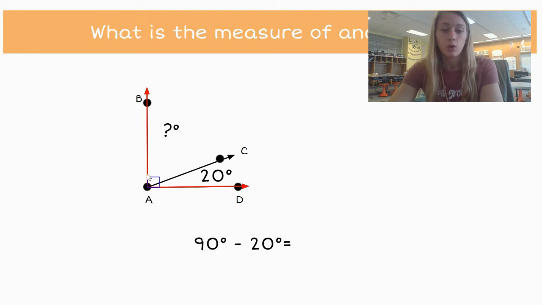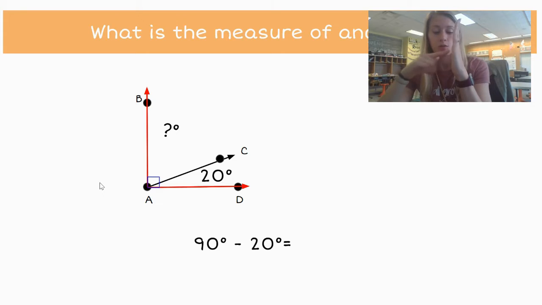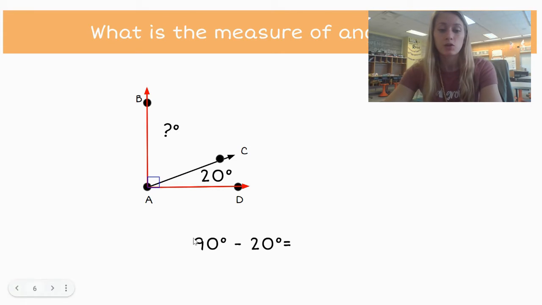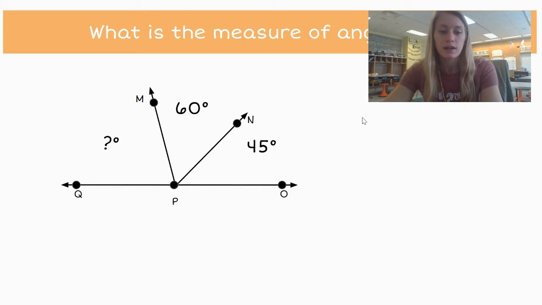So if we know the total measure of this angle, right here with that blue box, is 90, right? When 2 lines meet directly and form a square in the center, that is a 90-degree angle. So that is our total, 90, and now we subtract what we do know, which is the 20-degree angle right here. That should tell us the difference, and that will be this question mark angle that's left. So 70 degrees. Let's practice that again.